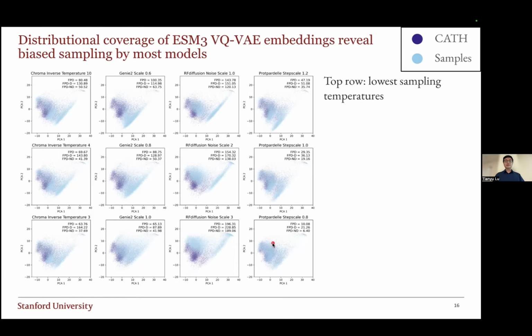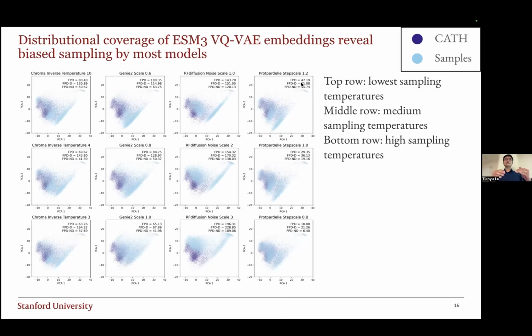And what we're doing here is systematically sweeping over different sampling temperatures. So there's a knob in all of these models that can tune the sample distribution. The top row is your default, which is in all of these cases the lowest sampling temperature. It just happens that for Chroma, the inverse temperature 10 is their default, and for Proteina, the default is 1.2. Then as you go down the rows, you increase the sampling temperature. When you get to the bottom row, you have the highest sampling temperature.